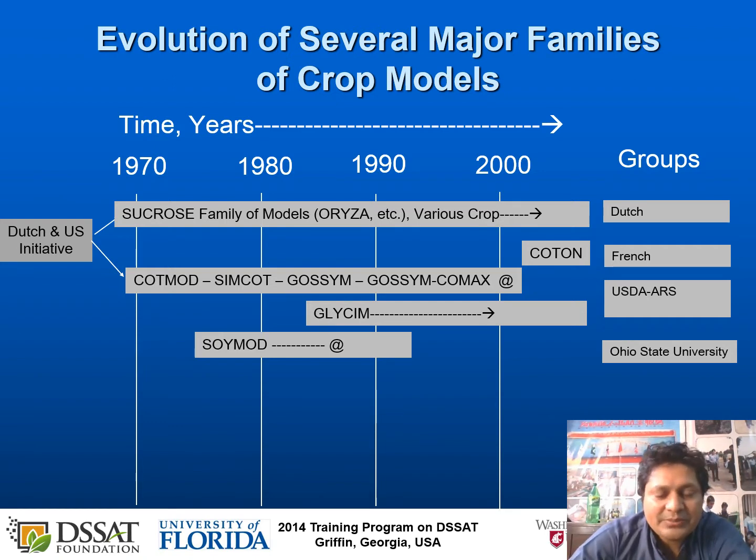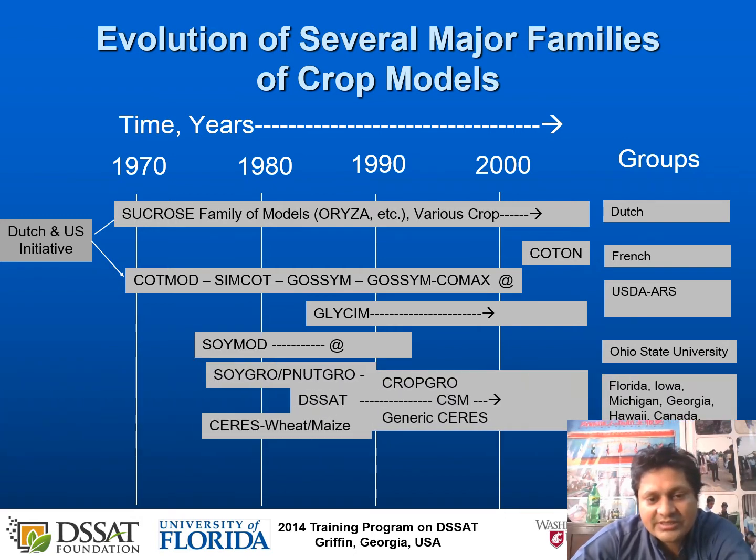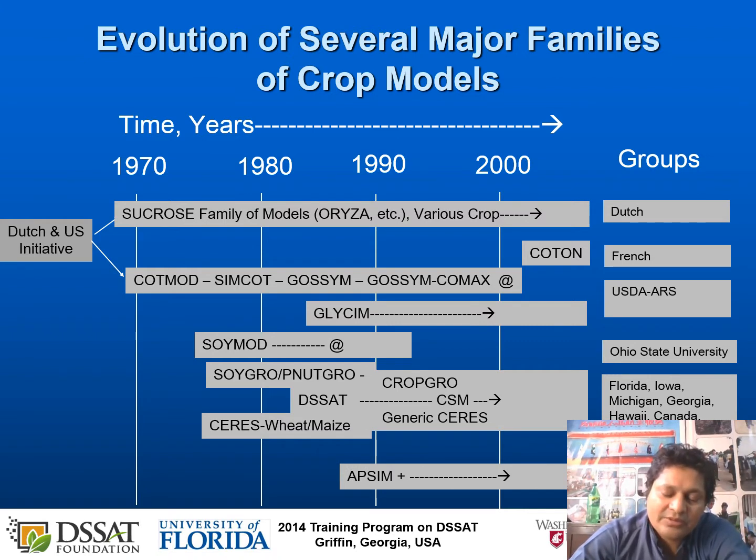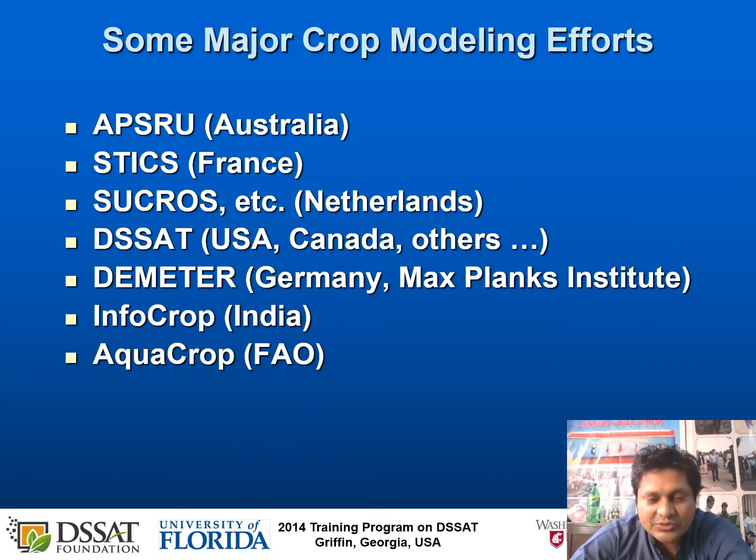Then in the 1980s, the USDA ARS, the Agricultural Research Service, played a very important role. They worked on the GLYCIM soybean model from Iowa State, and also the PNUTGRO peanut model, and then also the development of the DSSAT model from Michigan State University. And then there are also stress wheat and maize, generic models developed in Hawaii. And then APSIM, from the APSRU group in Australia, was introduced in the late 1990s.